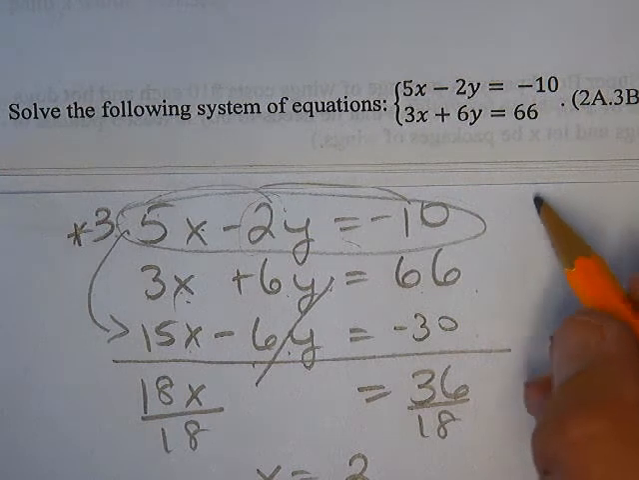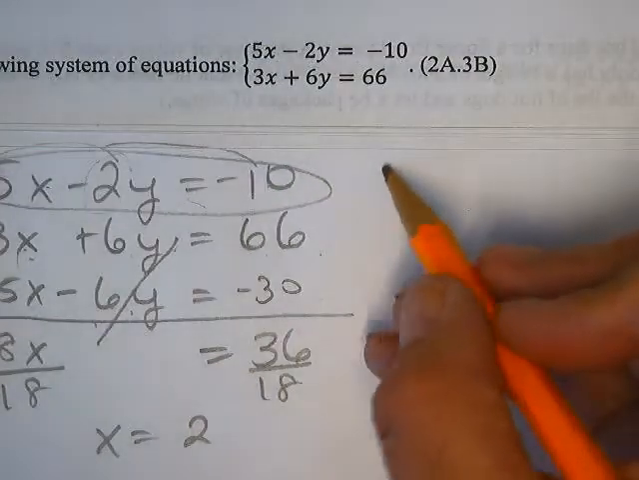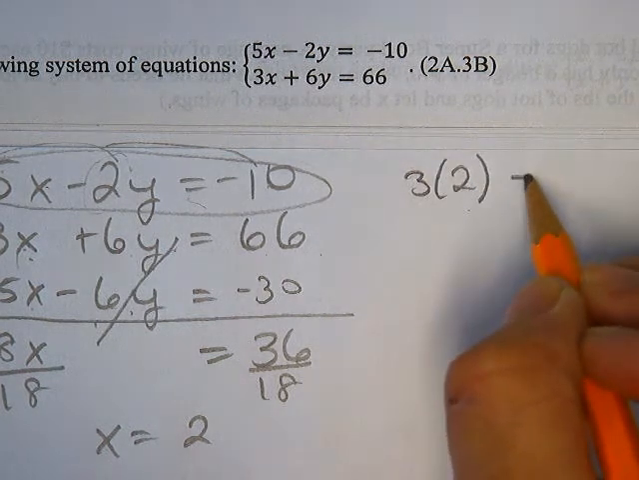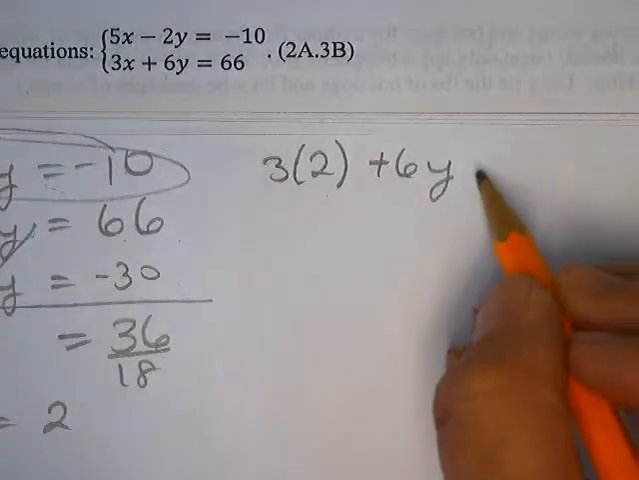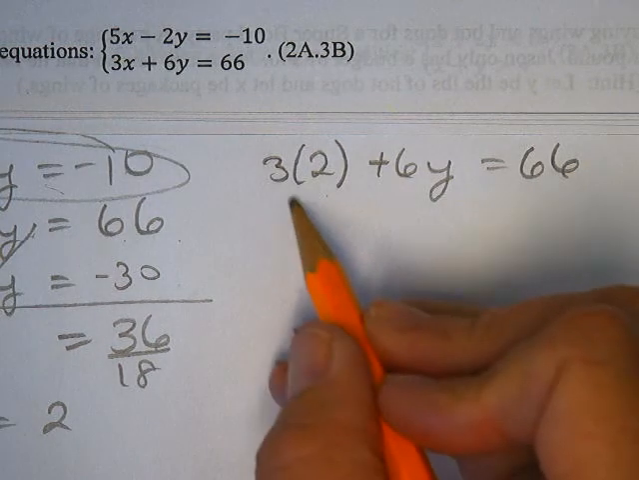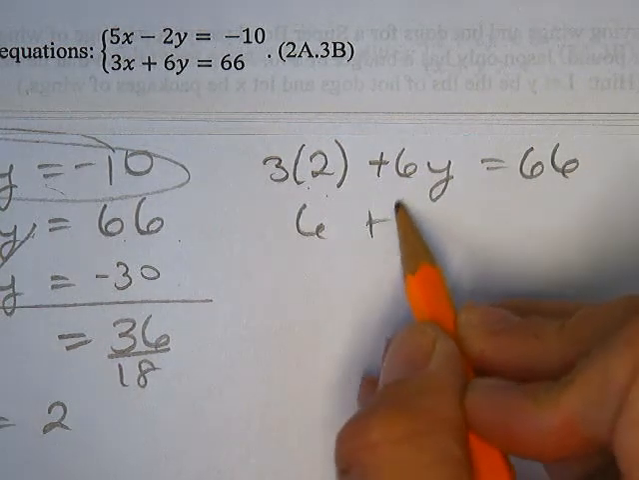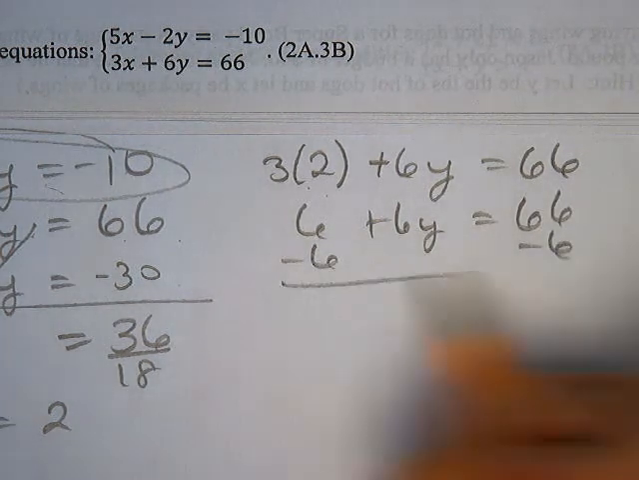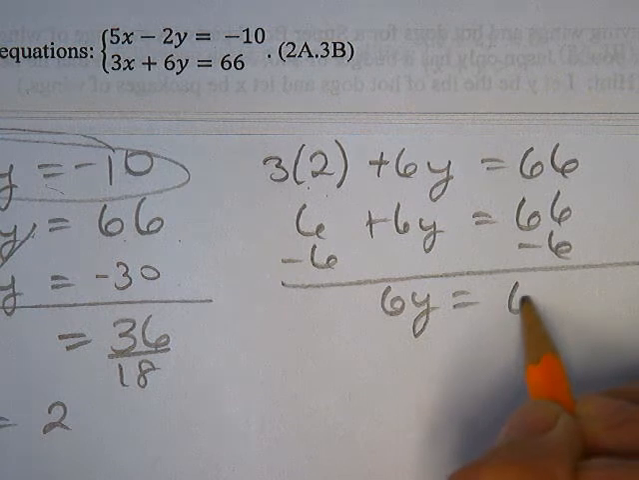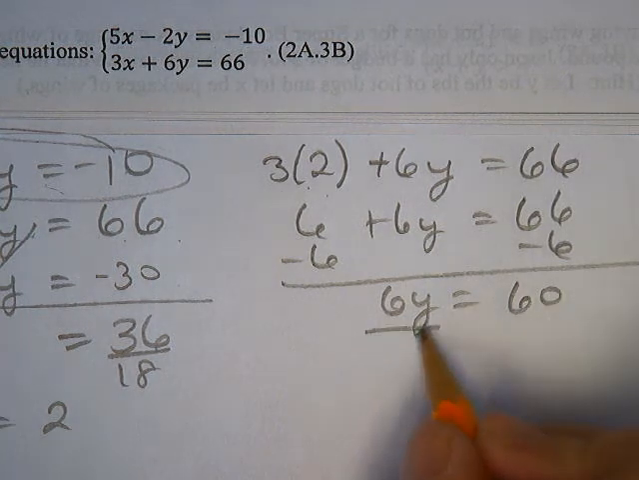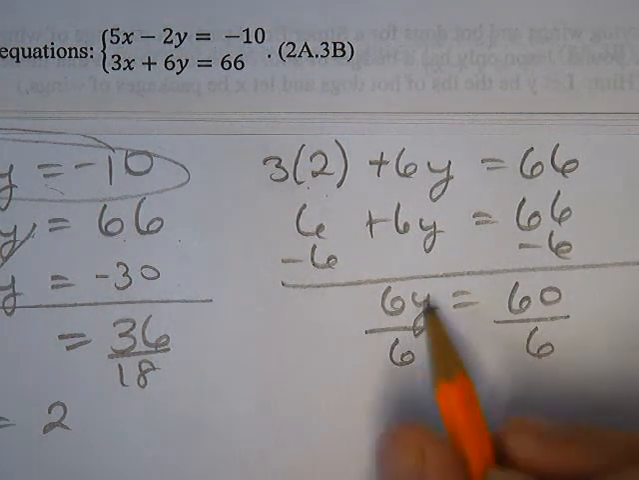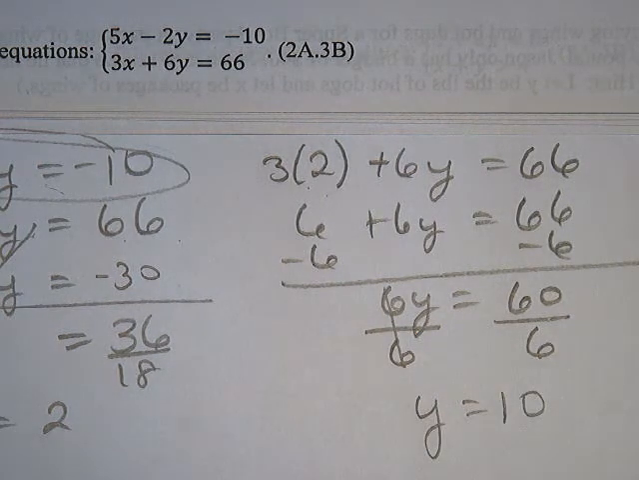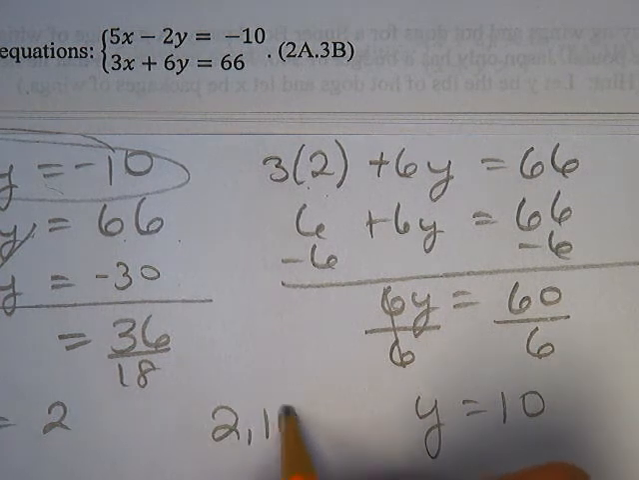I'm now going to go back into an equation and solve for y. So we had 3 times x, and in this case x is 2, plus 6y is equal to 66. 3 times 2 is 6, plus 6y equals 66. Subtract our 6, and we've got 6y is equal to 60. We now need to divide both sides by 6, and we get y is equal to 10.